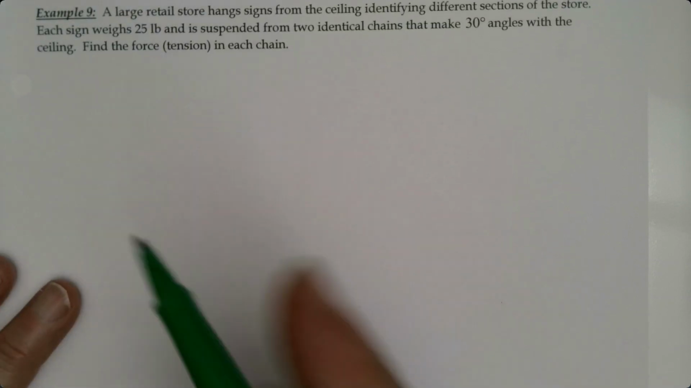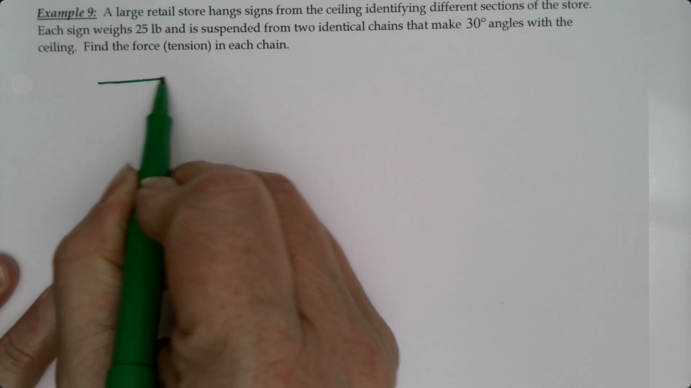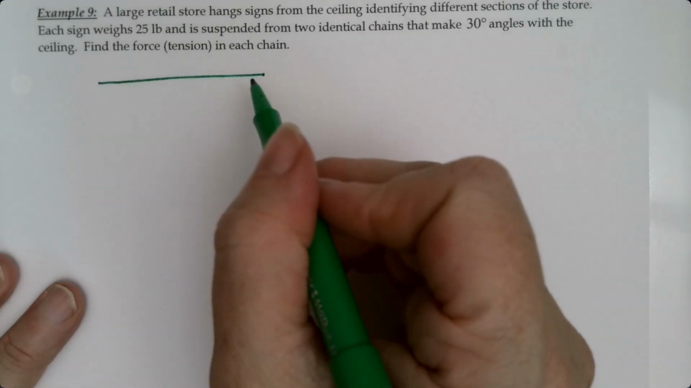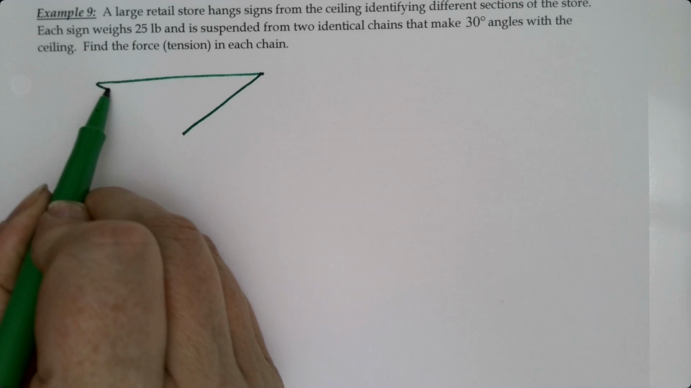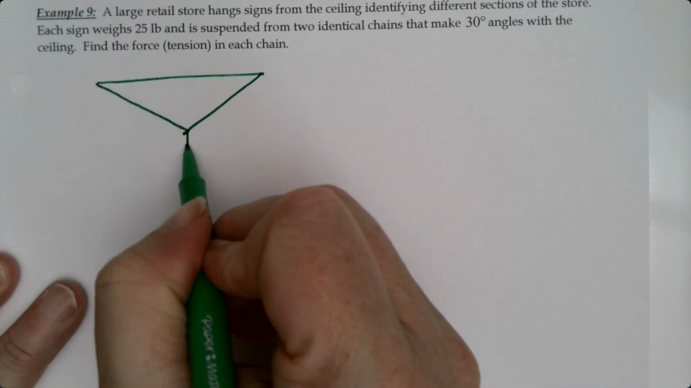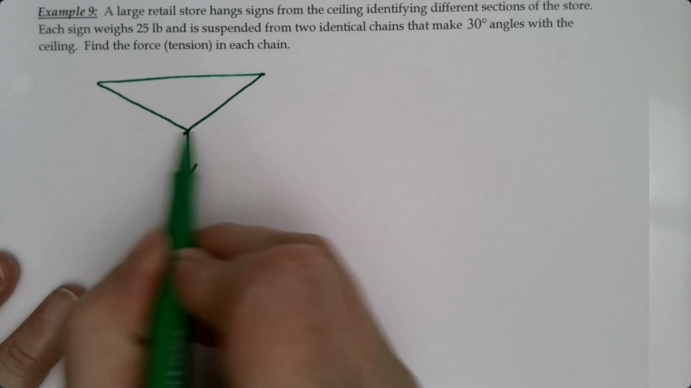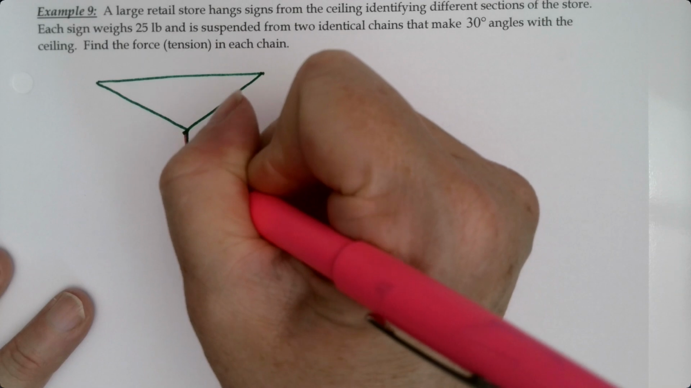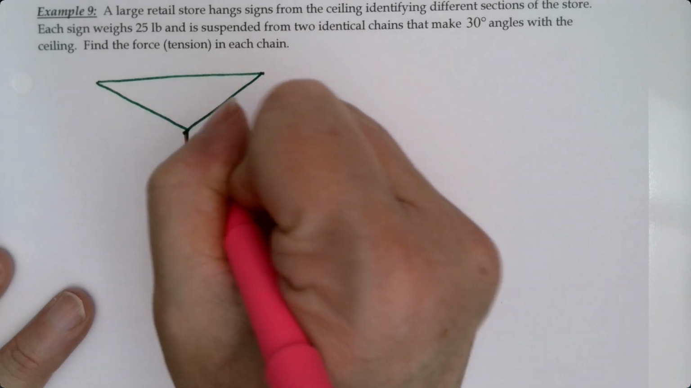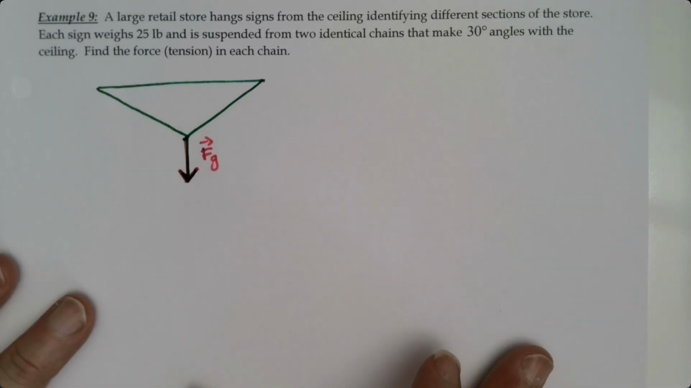Okay, so let's think about what's happening here. So we have a ceiling, and then we have chains hanging down from that ceiling, and they hang the sign, right? So there's a force on that we need to figure out. First off, we have the force due to gravity, right? The weight of the sign that's pulling it downward.